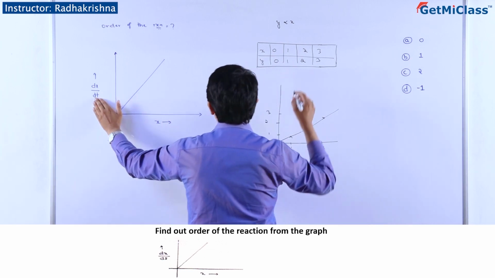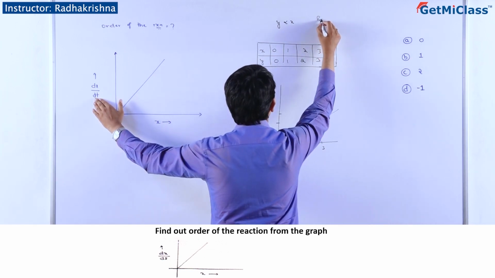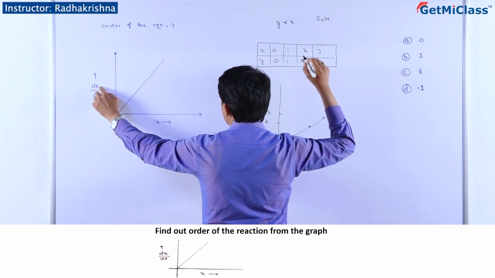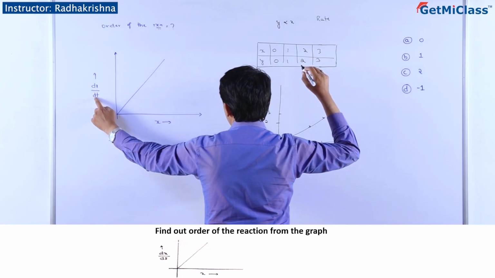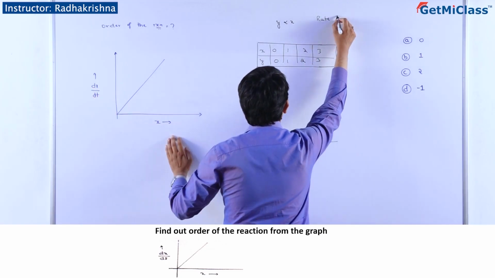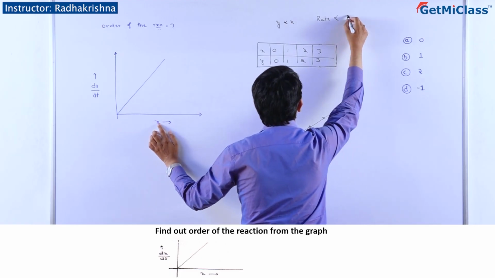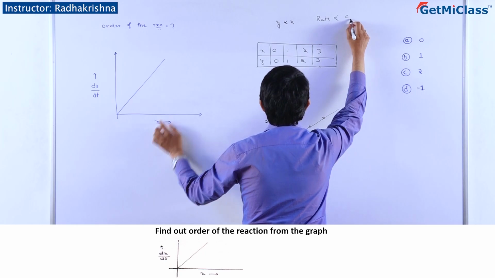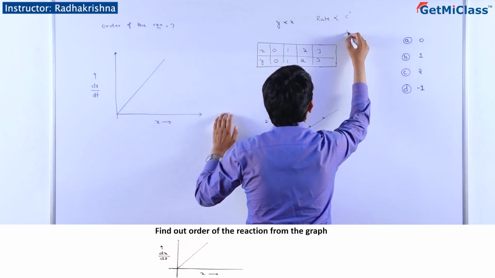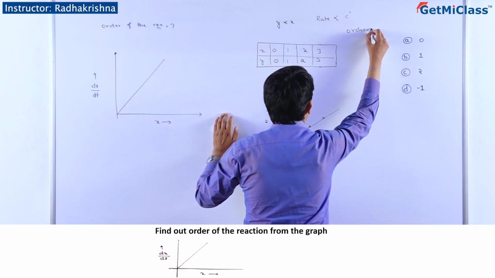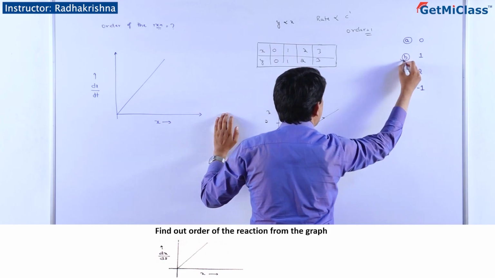So what is there along y-axis? It's a rate. Correct? X is concentration. Change in concentration with respect to time is a rate. That is proportional to x-axis. What is this? Concentration. What is concentration power? I can see it's 1. So what is order of reaction? Your answer is 1, given at option B.